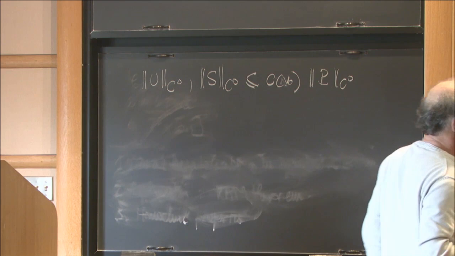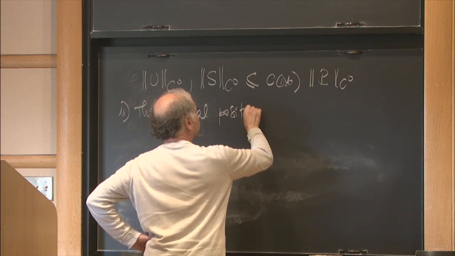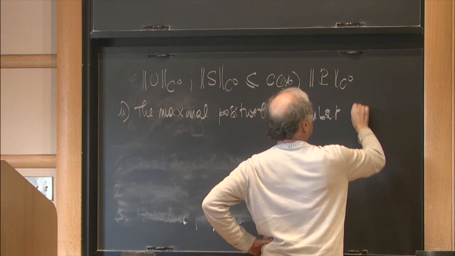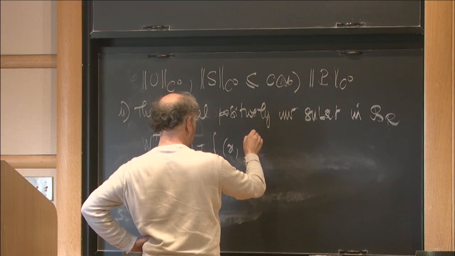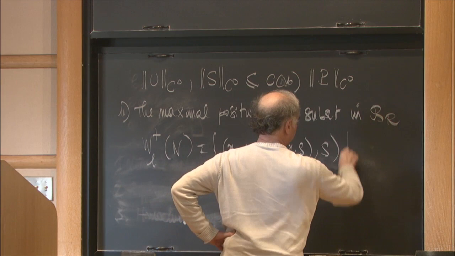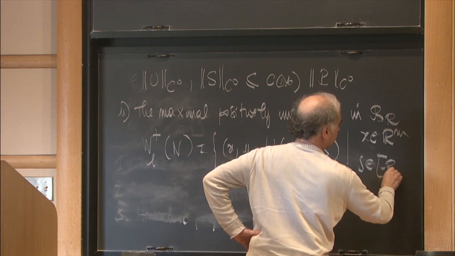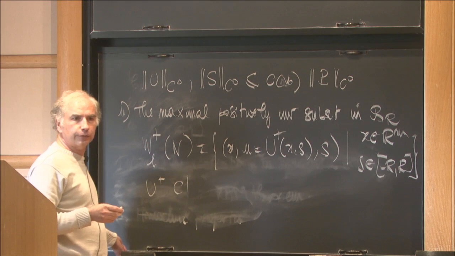Second result, the maximal positively invariant subset in BR is also a graph. It's W plus of n log, and it's x, u is equal to u of x and s, with x in Rm and s in minus Rr, where u plus is C1. It's not the same. And the same result holds for the negatively invariant subset.